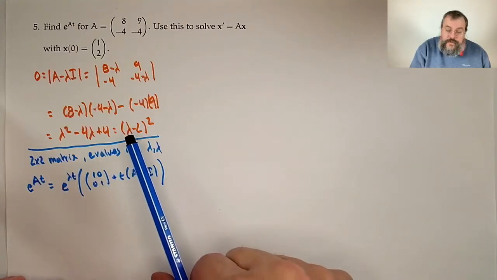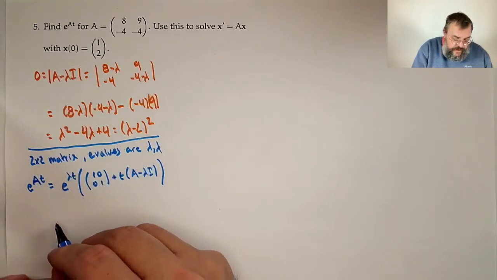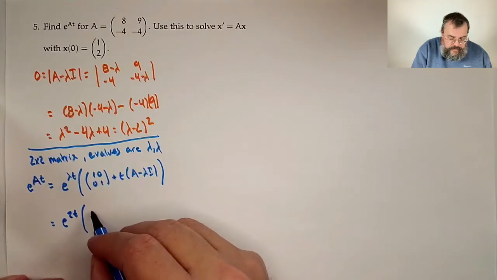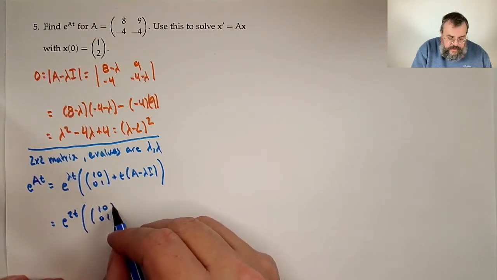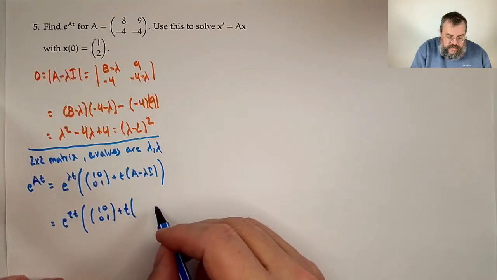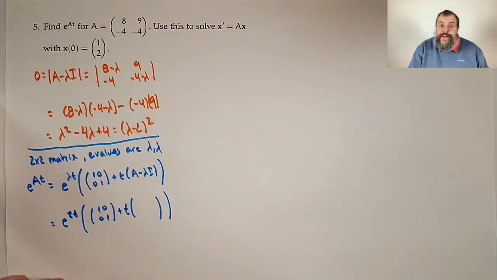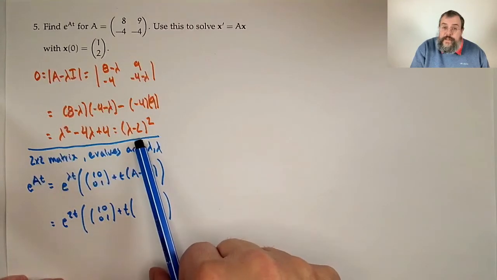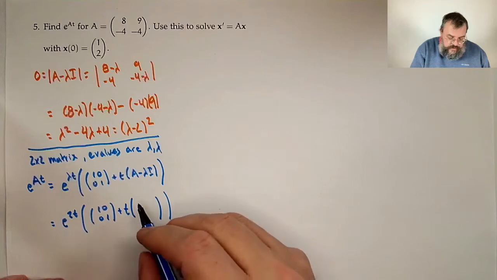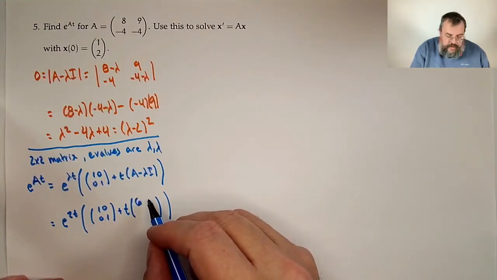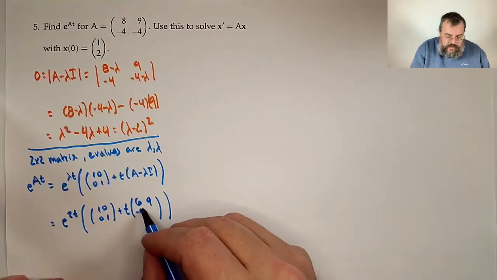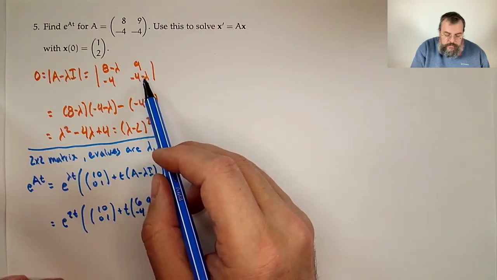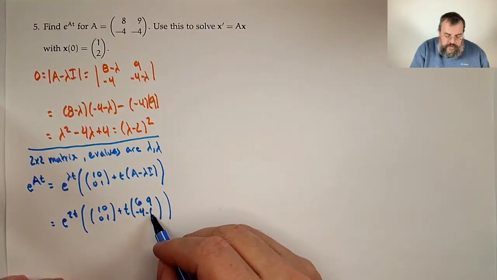Well, lambda equals 2. So we would have e^(2t) times [1, 0; 0, 1] plus t times A minus lambda I. Now, what is A minus lambda I? Well, it's this matrix. We'll plug in lambda equals 2: 8 minus 2 is 6, then we have 9, and minus 4, and minus 4 minus 2 is minus 6.